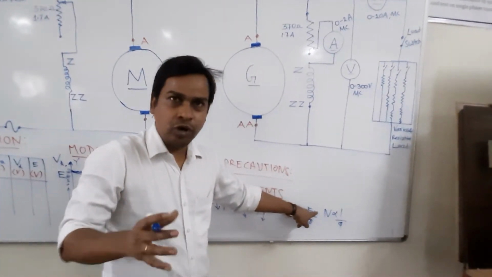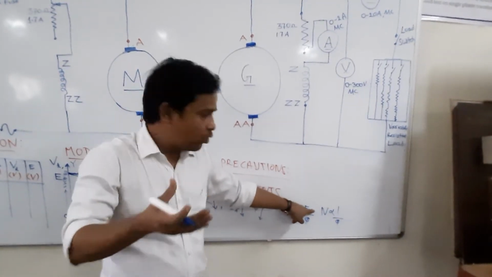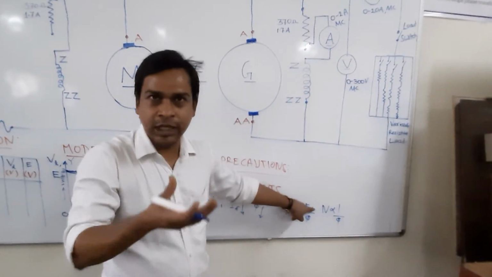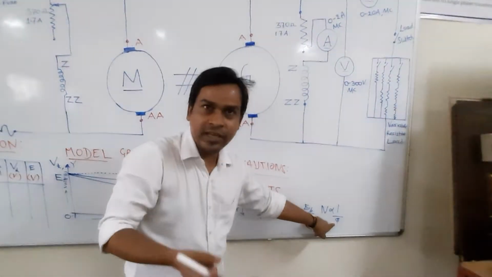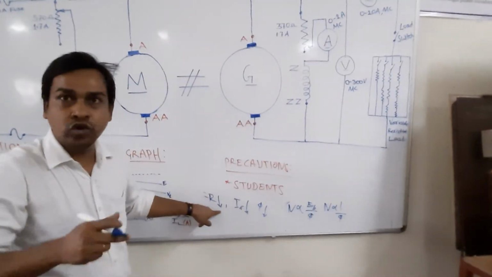At the starting, we do not want the motor to suddenly go to 1500 rpm. We want it slowly. I want the motor to slowly increase to 1500 rpm. To slowly increase, speed is small at the start. Speed is small means flux is high. Flux is high means current is high. Current is high means resistance should be less.